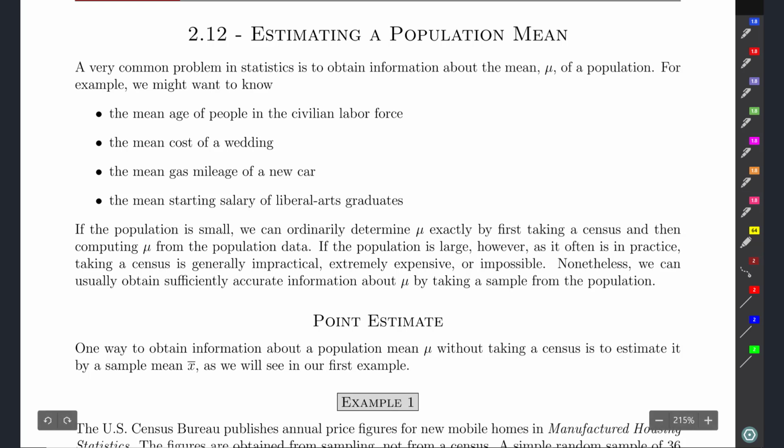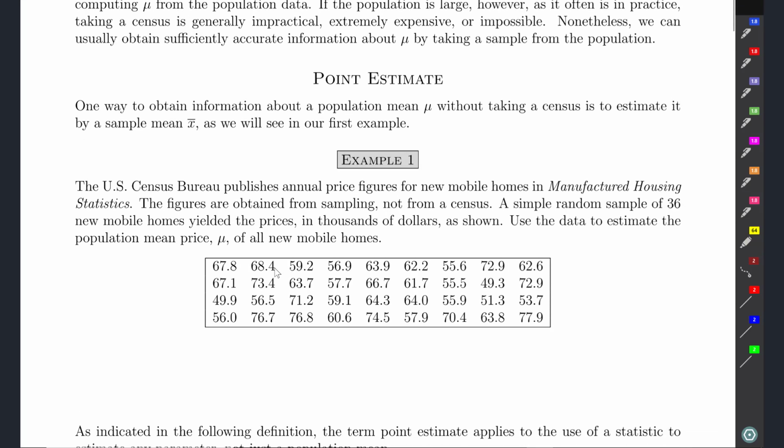A very common problem in statistics is to obtain information about the mean of a population. Maybe you want to know the mean age of people in the civilian labor force, the mean cost of a wedding, the mean gas mileage of a new car, or the mean starting salary of liberal arts graduates. If the population is small, you can normally determine mu, or the mean, by taking the population data. If the population is large, just like we were talking about with the state of Kentucky, that is often not very feasible, so we have to gather information from the samples about the population itself. So one way that we obtain information about a population without taking a census is to estimate it by using the sample mean, which remember is X bar. And we're going to see that here in our first example.